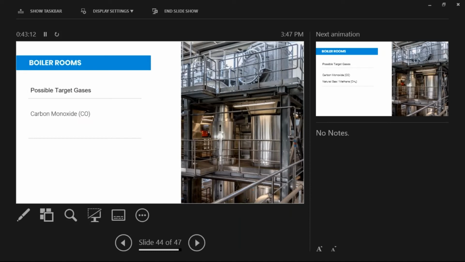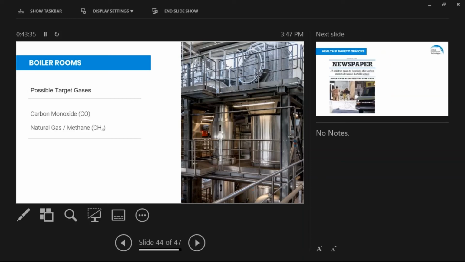Boiler rooms. Because of a few recent accidents in the public school system, now most of the public school systems throughout North America are mandating, or already have mandated, carbon monoxide and natural gas sensors in the boiler rooms, and notification appliances outside the boiler rooms and inside the boiler rooms.